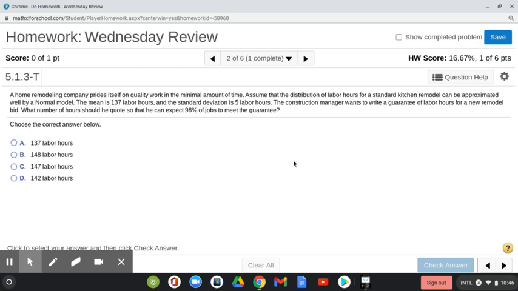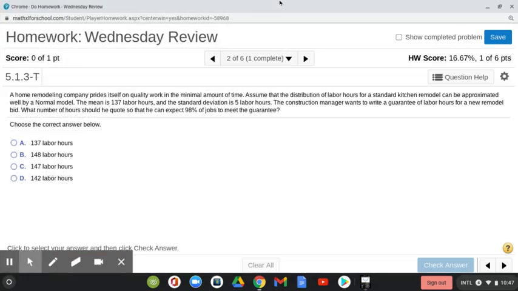All right. This one is a question where I want to guarantee 98% of the jobs meet the guarantee. So the modeling company prides itself on its quality work, and their average is 137 labor hours with a standard deviation of 5 labor hours. We want to know what he needs to bid to make sure that he can expect to meet the guarantee on 98% of his jobs. Anyway, this is one of the problems where we'll use our calculator.